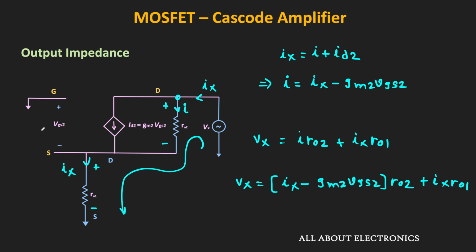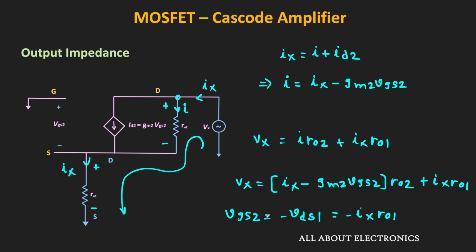Here, VGS2 is the voltage between the gate and source terminals of the second MOSFET. For the second MOSFET, the source terminal is connected to the drain terminal of the first MOSFET, and the source terminal of the first MOSFET is connected to ground. So this voltage VGS2 is actually appearing between the source and drain terminals of the first MOSFET. That means VGS2 is equal to minus VDS1, which is equal to minus Ix times R01.